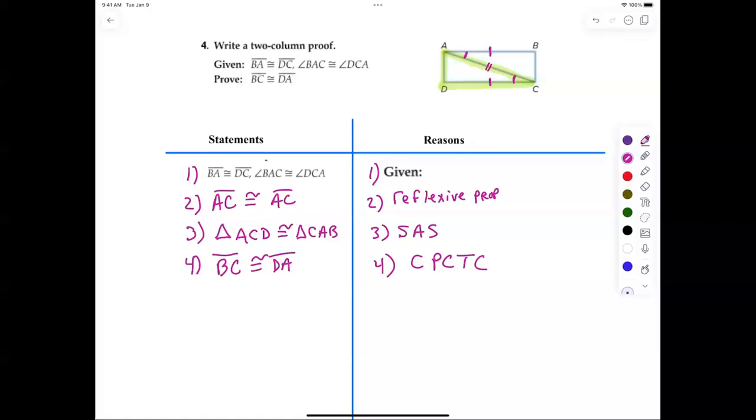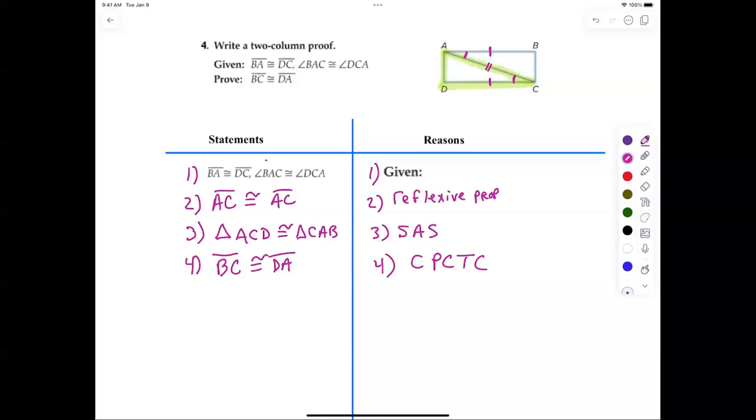Let's see. Are the two triangles congruent? Yes. Then what's true about their corresponding parts? That's what that means. Corresponding parts of congruent triangles are congruent. I also know that angle B is congruent to what? Angle D, because corresponding parts of congruent triangles are congruent.